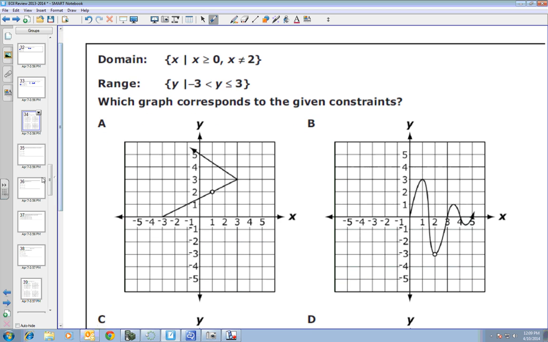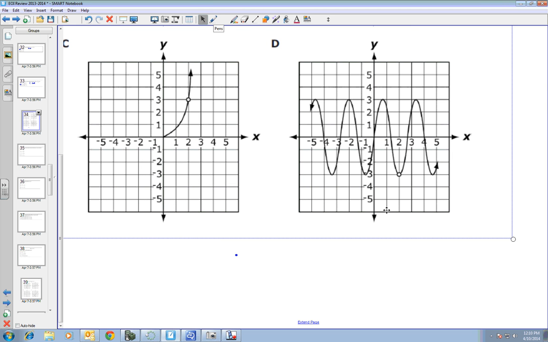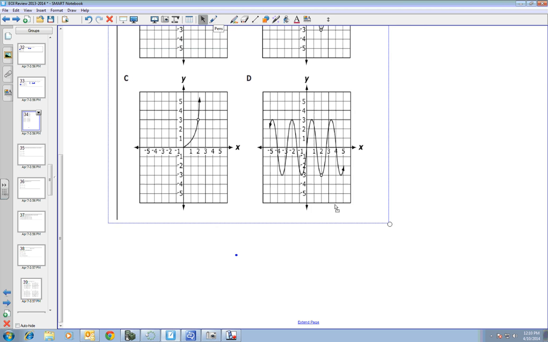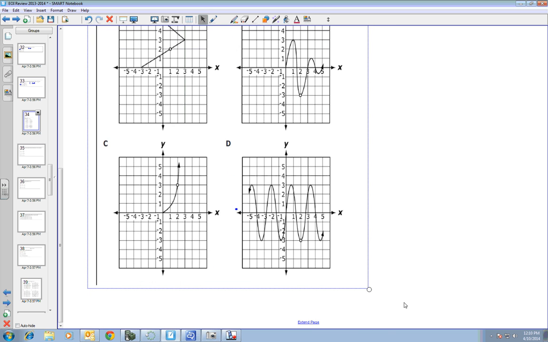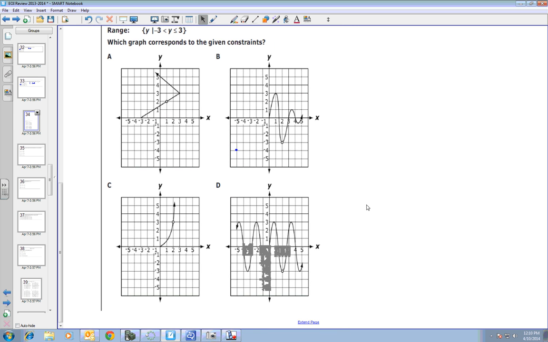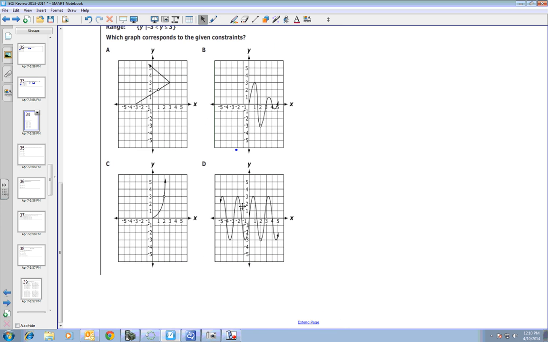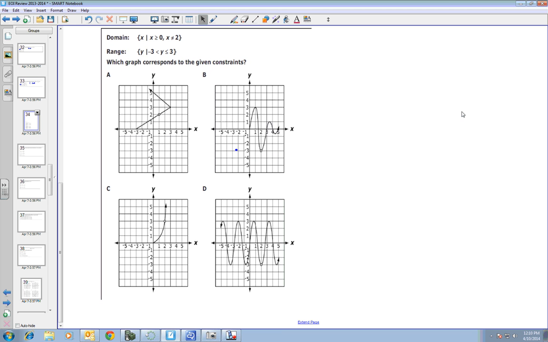Okay, this one, let me make this a little smaller so we can see all of the graphs at the same time. All right, so in this problem, it says, which graph corresponds to the given constraints? So look at what it says. They said I have a domain of x is greater than 0 and x cannot equal 2.